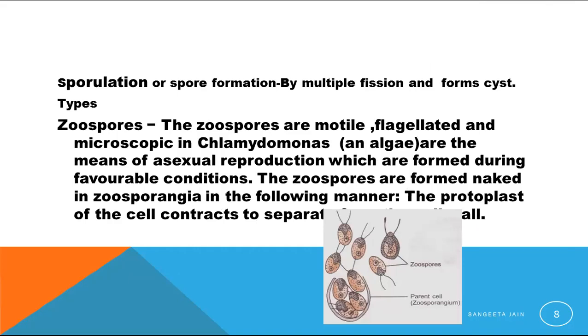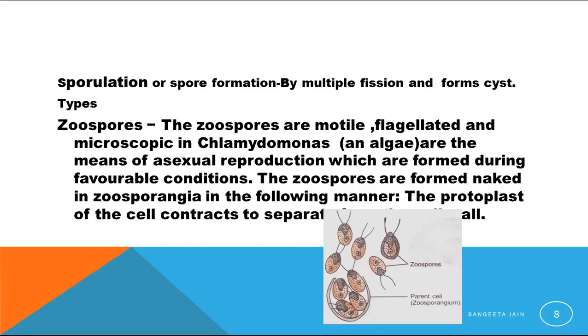Sporulation, or spore formation, is the formation of spores by the process of multiple fission, which helps in unfavorable conditions. These spores are surrounded by a cyst wall. There are two types.